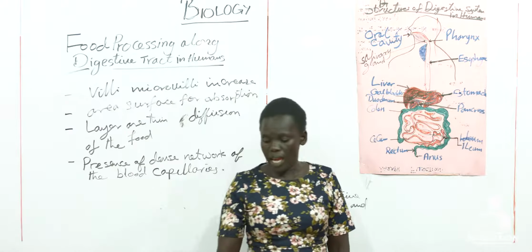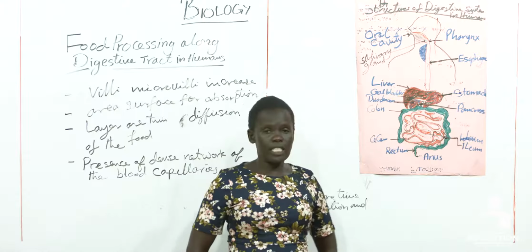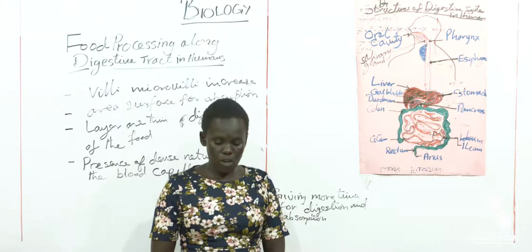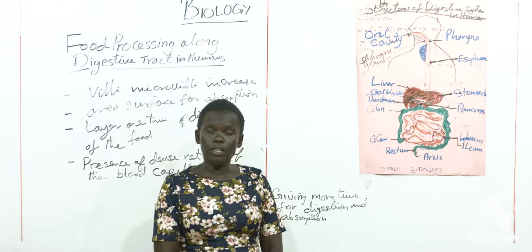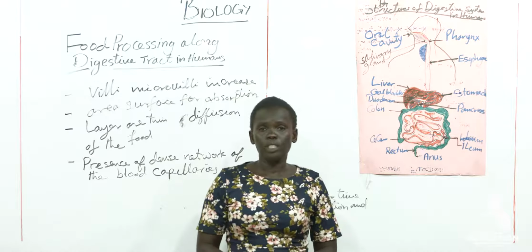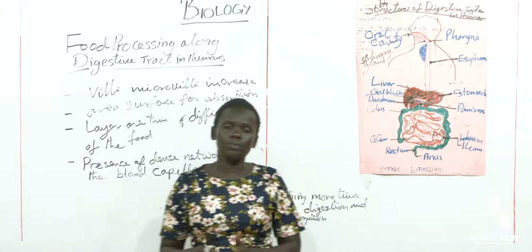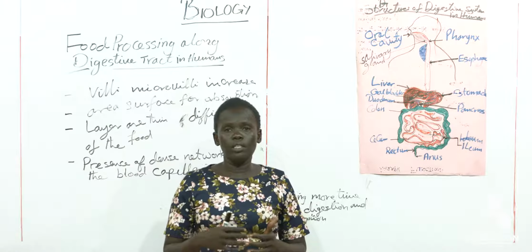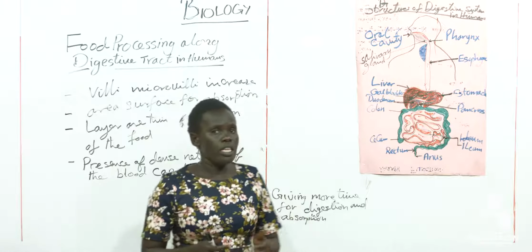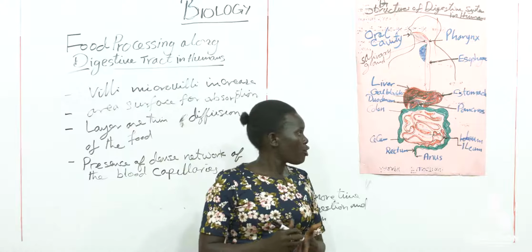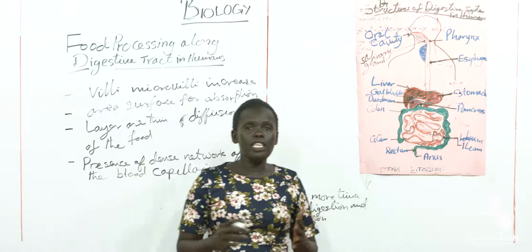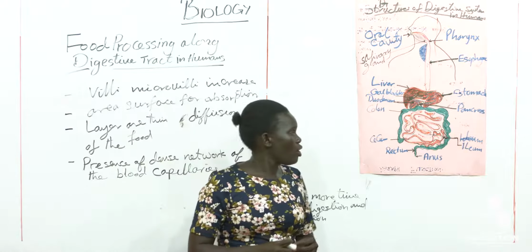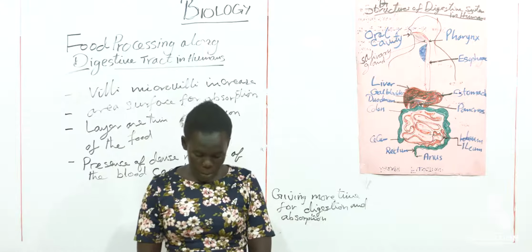So these are the adaptations of the small intestine. It is coiled and folded to increase surface area for absorption. At the same time, being folded or coiled, it slows down the movement of food, allowing more time for digestion and absorption. And it is well equipped with villi or microvilli to increase the area of absorption, plus the network of blood capillaries.